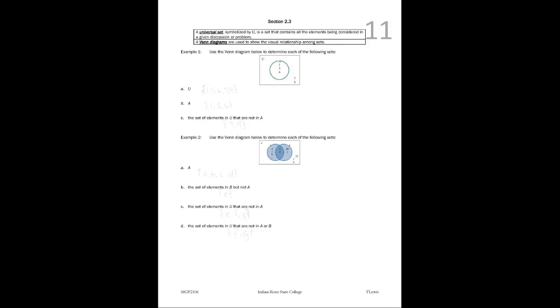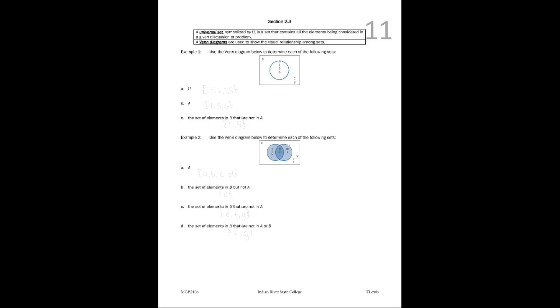So example 1 says, use the Venn diagram below to determine each of the following sets. We have a universal set, and within the universal set we have the set A. Set A has 1, 5, and 6, which are circled. Then also in the universal set, we have 7 and 9.